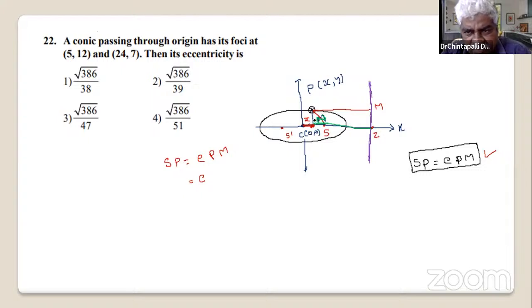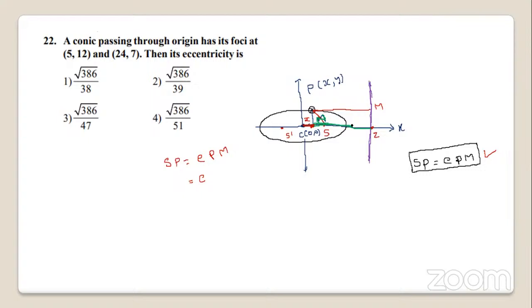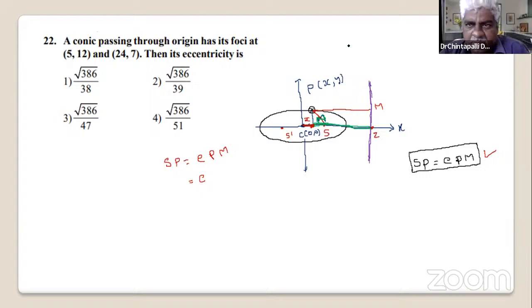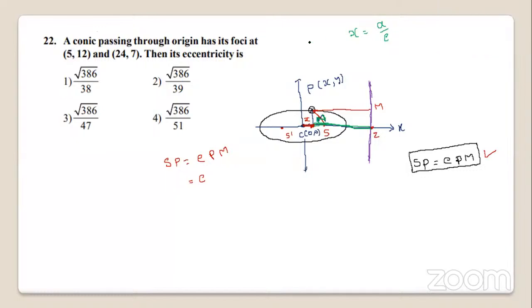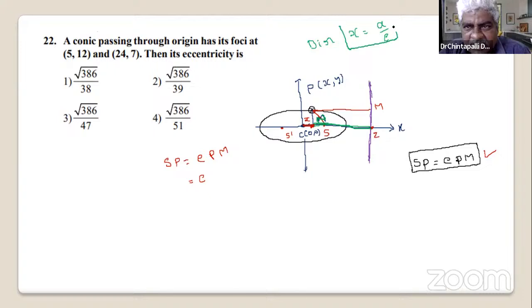CN, right? PM is equal to NZ. Agree? And we use the directrix formula. Do you remember the equation of the directrix is X is equal to plus or minus A by E? This is the formula for the directrix. That means the distance from C to Z is A by E.